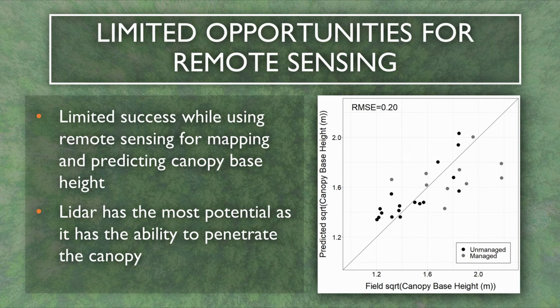In order to satisfy the basic requirements of linear regression, a square root transformation was performed on the data. If the model was perfect and could precisely predict canopy base height as measured in the field, all the dots would be directly on the one-to-one diagonal line. The large amounts of scatter you see around the diagonal line represent the error of the model, meaning it is not performing as well as expected.